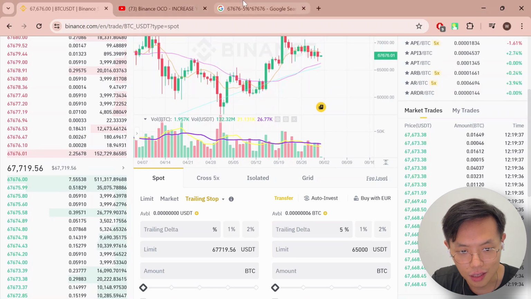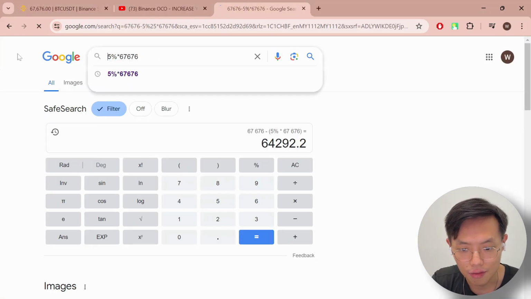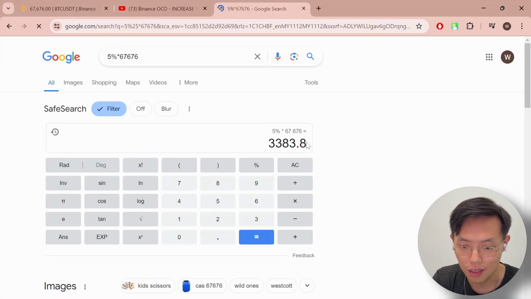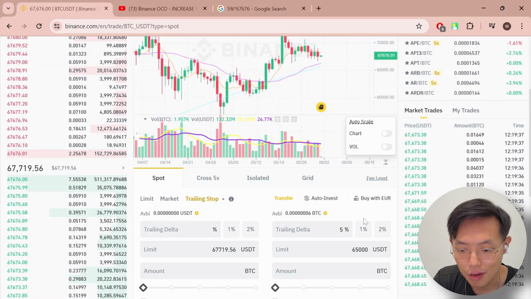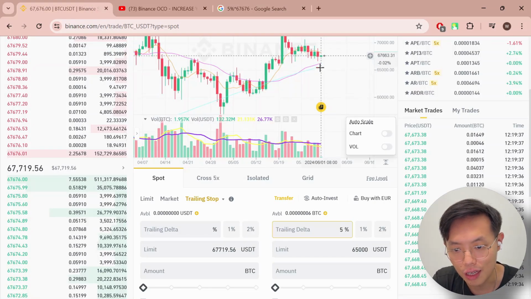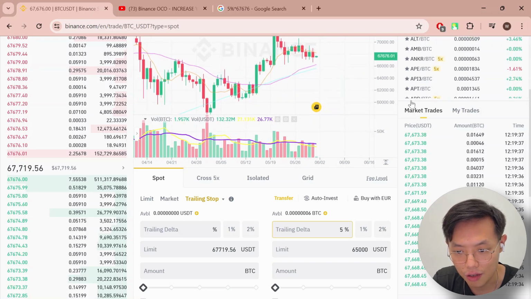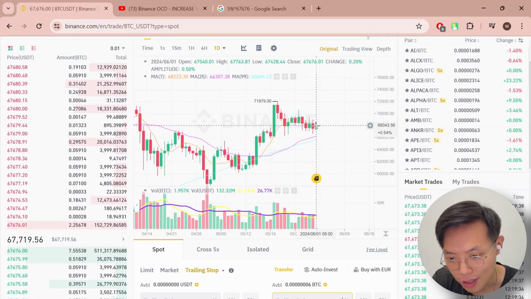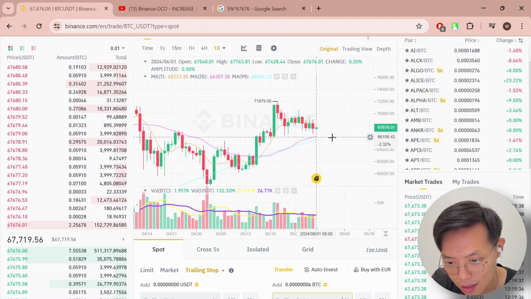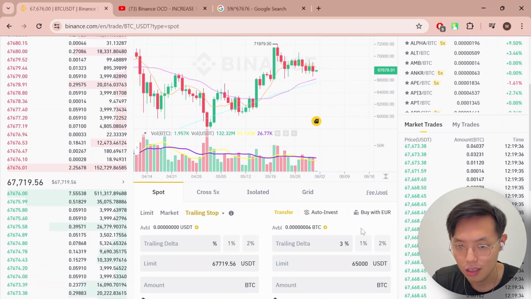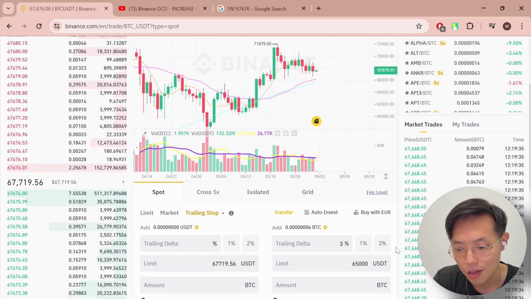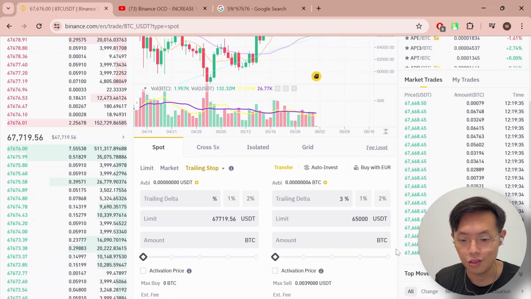So as you can see, 5% is around 3,383, which is a lot. So maybe I want to make it smaller, because a 3,000 gap is actually quite a lot, right? So a 3,000 gap, let's say the price just now is at here, so the gap is actually this much. It depends on how you want to set it up. Maybe you want to set it smaller, right? So it actually depends on how you want to trade your stop loss.